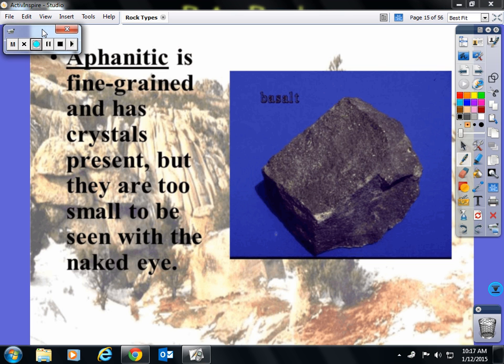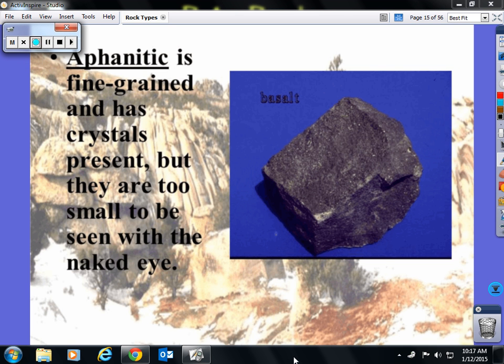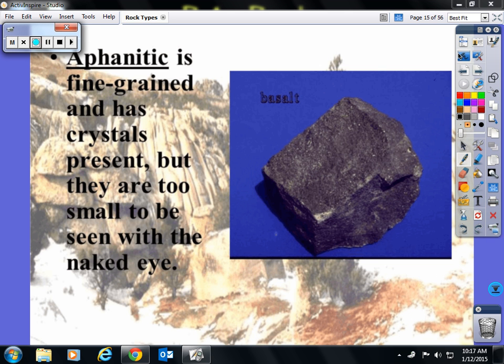Okay, aphanitic is your next one. It is fine-grained. It has crystals, but you cannot see them with the naked eye. You're going to have to use a magnifying glass or a lens of some kind. Your example here is basalt. Another example would be rhyolite. You're going to want to add that into your notes. It's spelled R-H-Y-O-L-I-T-E.